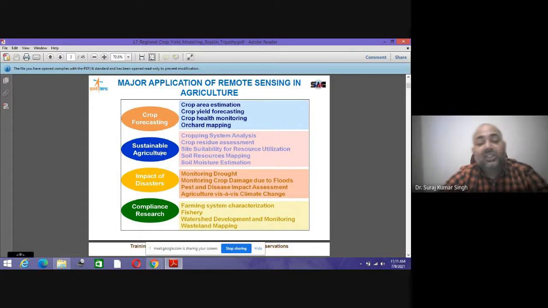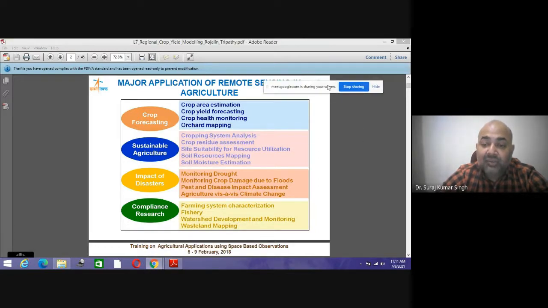So the second option is sustainable agriculture, where you can go for cropping system analysis, crop residue assessment, site suitability for resource utilization, soil resource mapping, and soil moisture estimation. Nowadays, you will see that the government of India is regularly interacting with the farmers. They are providing soil health cards, where each and every farmer can see the soil condition of the land. They can send their samples, the scientists will analyze them, and then suggest what kind of farming practices should be done at your farmland, and that is all free of cost.